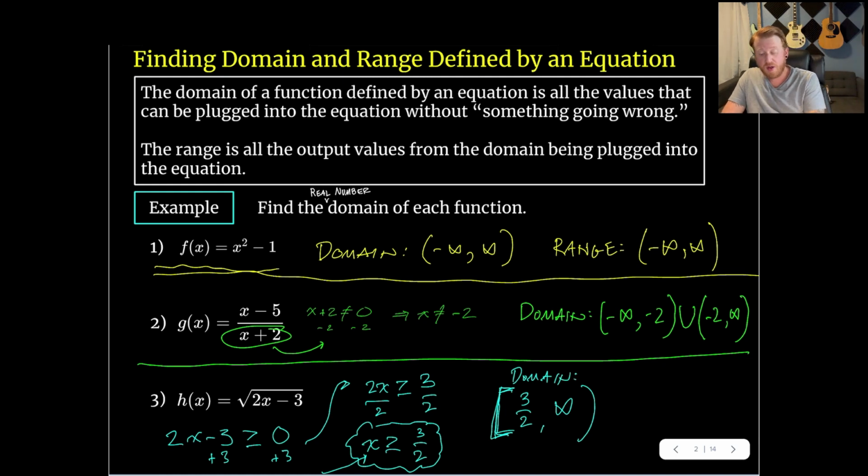So anything from 3/2 inclusive to positive infinity, we are allowed to plug into this function and not get any sort of weirdness to happen. We won't end up getting a complex number or anything like that.